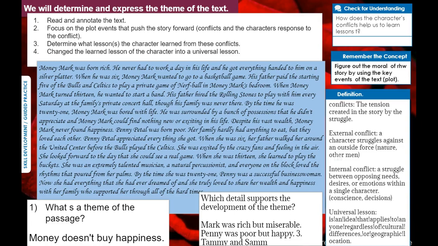Very good. So, what about Penny? She was poor, but she was also happy. I'm sorry, I cut the other one off, but excuse me. She was poor and what? She was happy. It's called Penny Petal. Was born poor. Her family hardly had anything to eat, but they what? They loved each other. So what did Mark feel?